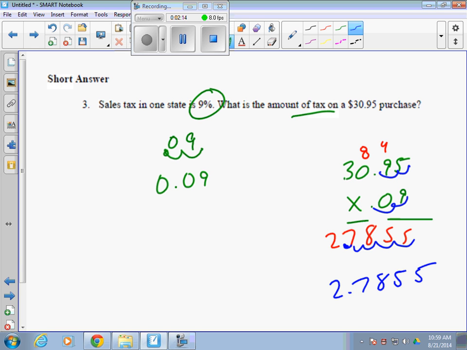2.7855. Okay. If you wanted to find that out as far as money goes, you know that money only goes to 2 places after the decimal, so we don't want to go any past 2.78. Look to the number after that. If it's 5 or greater, which it is, that means that 8 goes up, and it becomes $2.79 is the tax.